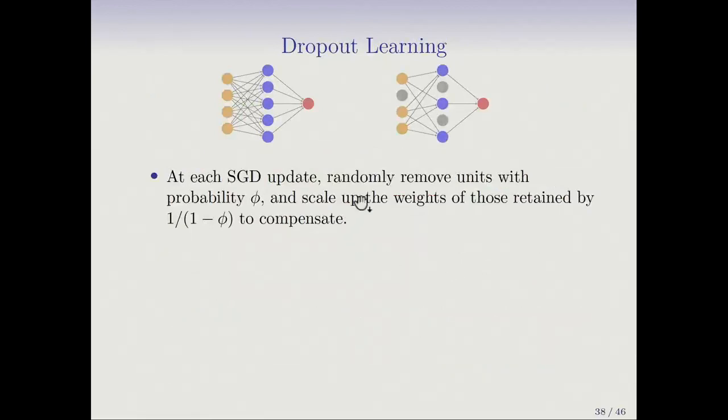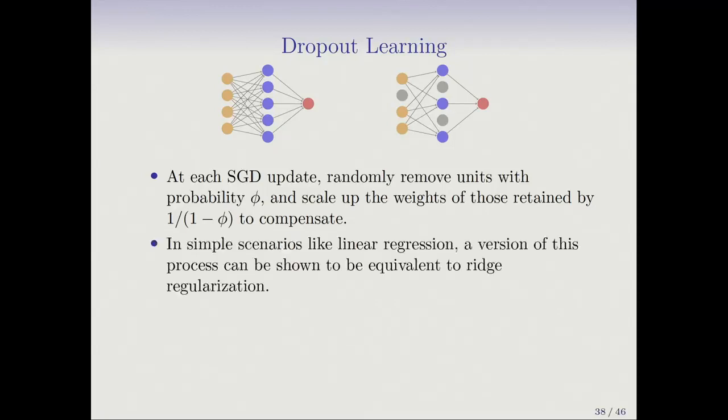So what you do with dropout is, here's a simple little network, and you can see the original network. And here we've colored some of the units gray. We've colored an input unit gray, and we've colored two of the hidden units gray. So at each mini-batch stochastic gradient descent update, what you do is randomly remove units with probability phi, maybe 0.4 or something like that, and scale up the weights of those retained by an amount to compensate. It turns out you want to do 1 over 1 minus phi. You just remove those units and ignore them.